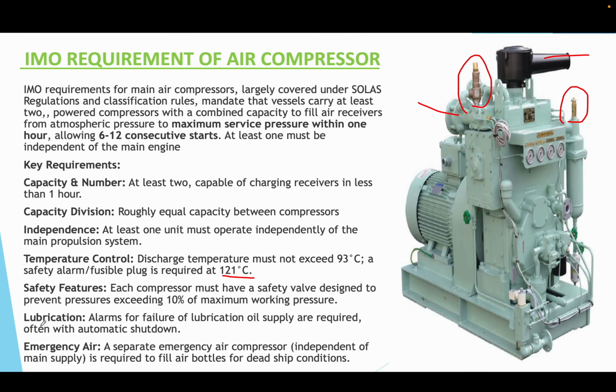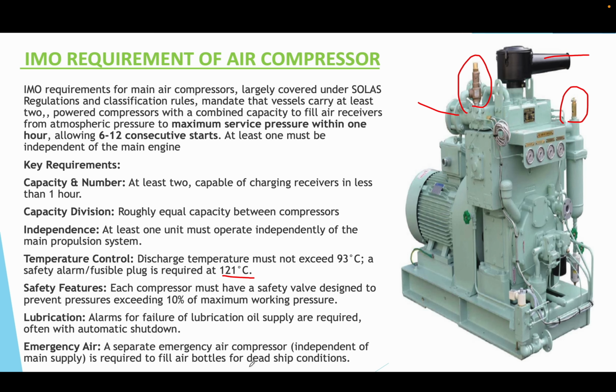After that, they say that a lubrication failure alarm should also be there. So in case of a failure of lubrication, an alarm should be raised and the system will shut down if required. After that, they say that there should be a separate emergency air compressor which should get power both from the main and from the emergency generator, so that it will be able to raise the ship from the dead ship condition.